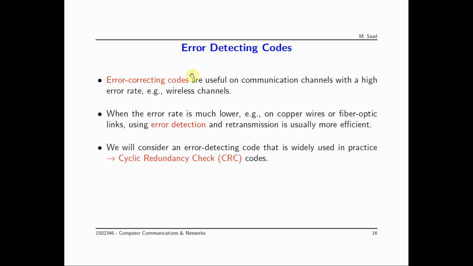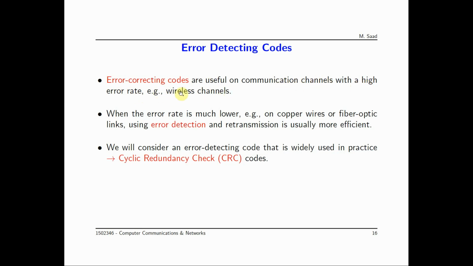In communication channels that have a high error rate, where the probability of error is really high, imagine in the extreme example that whenever I send a frame, there will be an error. In that case, using an error correcting code is useful. I can afford adding those many check bits so that we avoid retransmitting the whole frame again. So that's the case in channels with a high error rate.